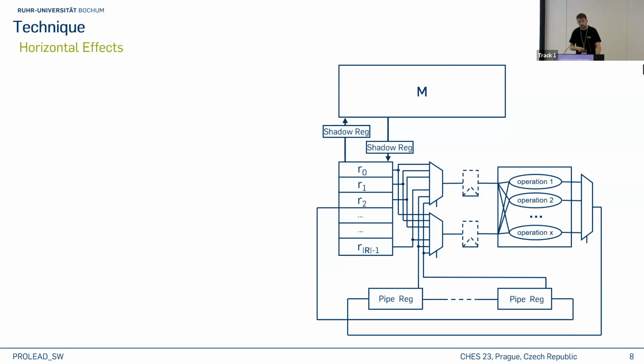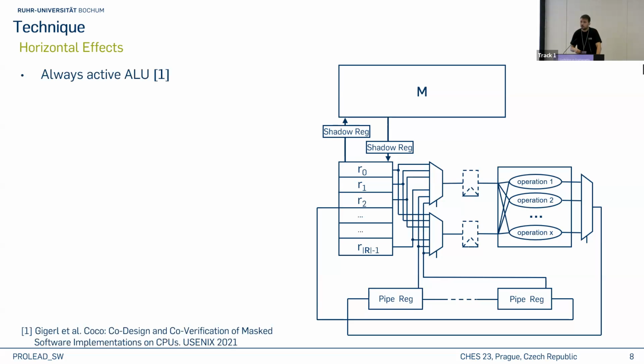Next up, we consider microarchitectural effects inside the ALU. So far, each bit leaked information independently, but this is not the case inside the ALU because we model our ALU as always active, which means that the ALU performs multiple operations in parallel and only forwards the correct result of the instruction to later pipeline stages.